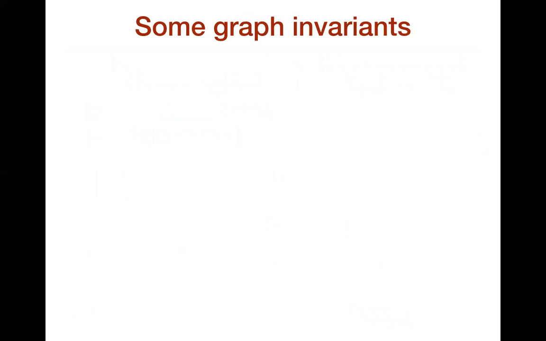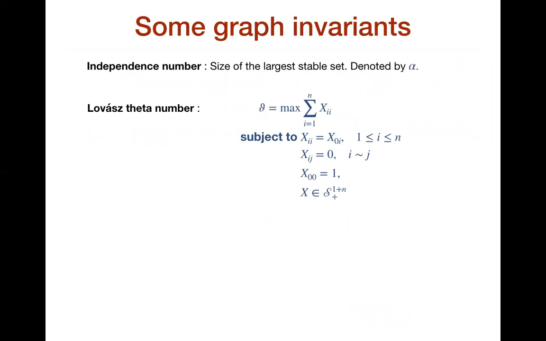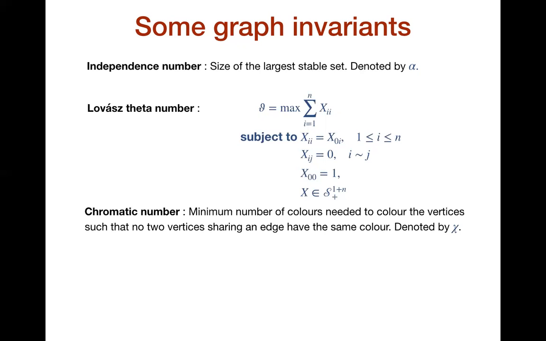Okay, so we look at some graph invariants here. The independence number is the size of the largest stable set, and it's denoted by alpha. Then we have the Lovász theta number, where we saw that the feasible set is the theta body, and you are trying to maximize the sum of the diagonal terms. Then we have the chromatic number, which is the minimum number of colors that you need to color a graph, such that no two adjacent vertices share a color.